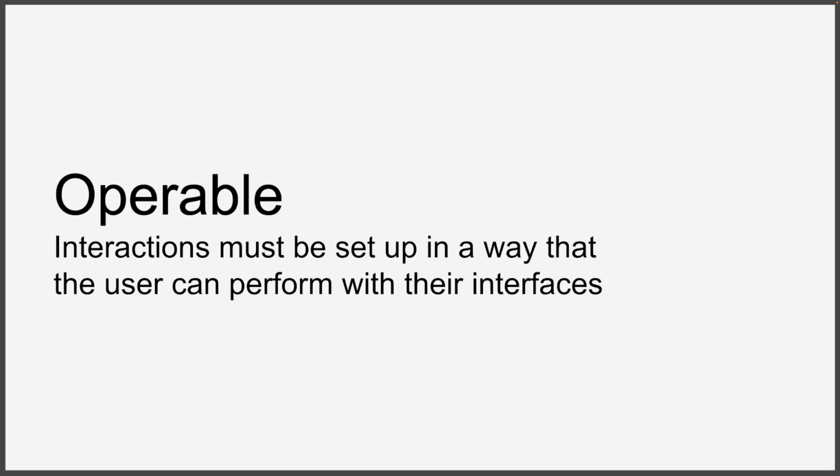Operable. Interactions must be set up in a way that the user can perform with their interfaces, such as a mouse, or a keyboard, or a touch device like a cell phone, or a ticker tool, which is like a 2-button interface.